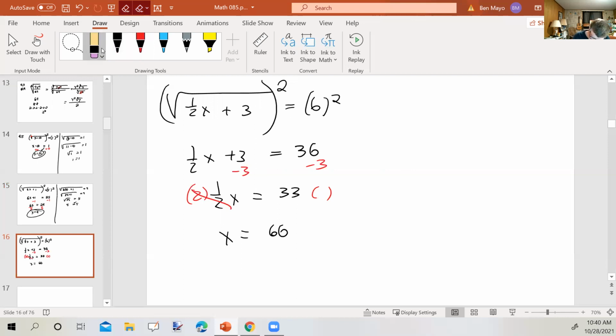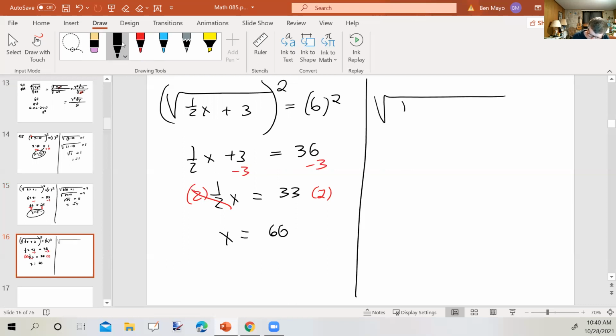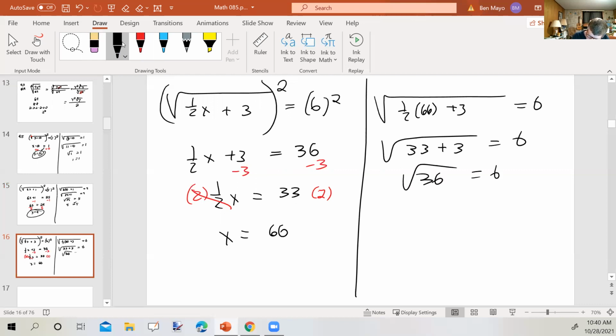It's supposed to be a 2 there. Okay, let's check our work. 1/2 times 66 plus 3 would be 33 plus 3, 36. 6 equals 6, so it checks. Again, any questions on this process?